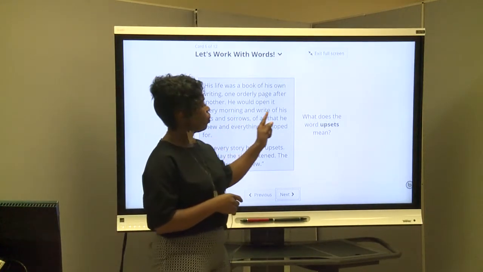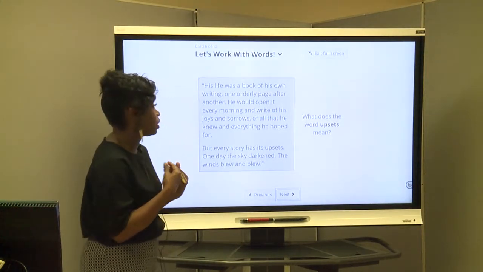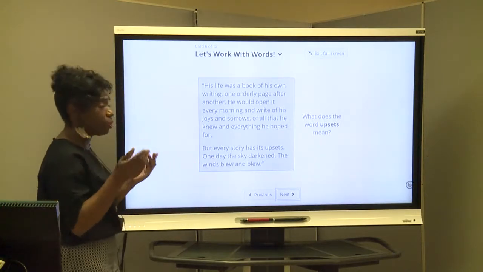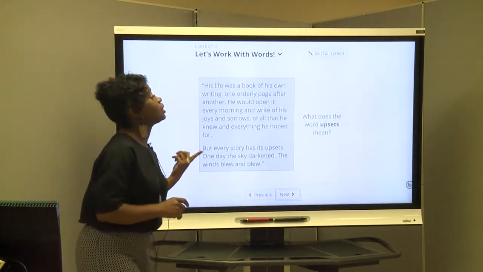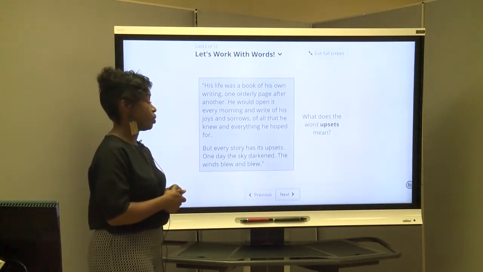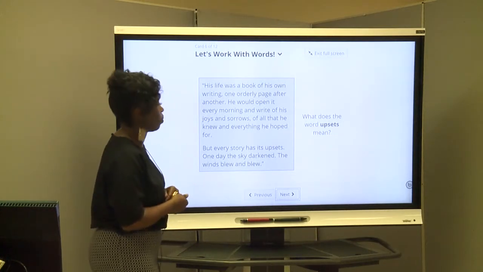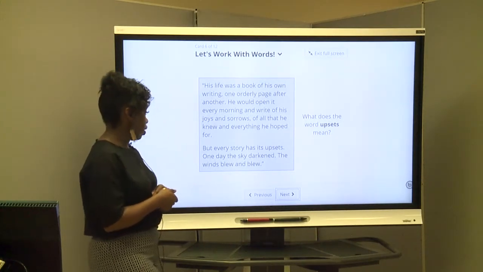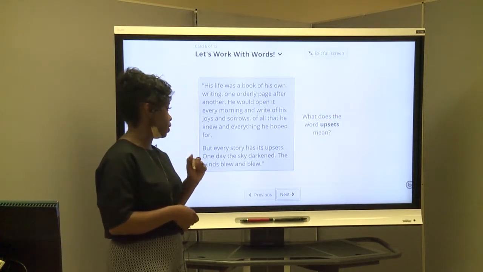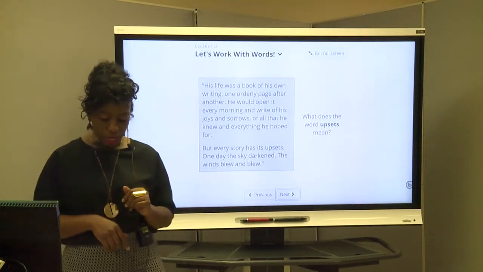So what does the word upsets mean? Now we know what happens to us when we're upset, but it might be used in a different form in this quotation. So let's read this quotation from the book. "His life was a book of his own writing, one orderly page after another. He would open it every morning and write of his joys and sorrows, of all that he knew, of everything he'd hoped for. But every story has its upsets. One day the sky darkened, the winds blew and blew."